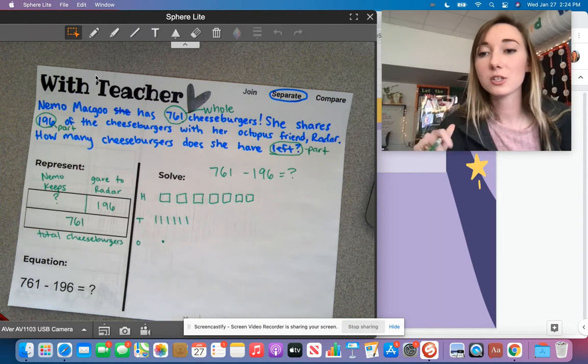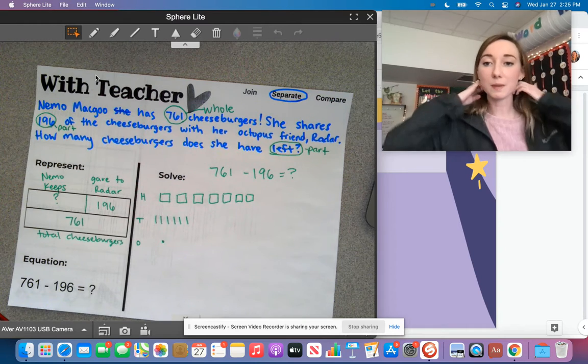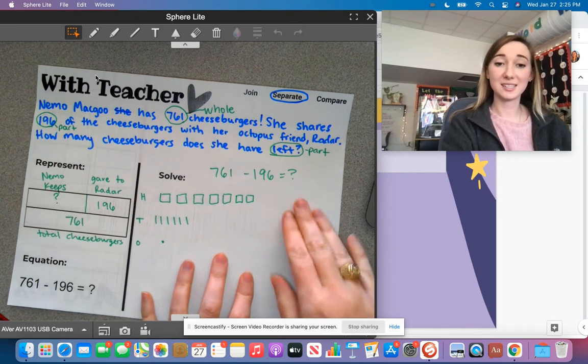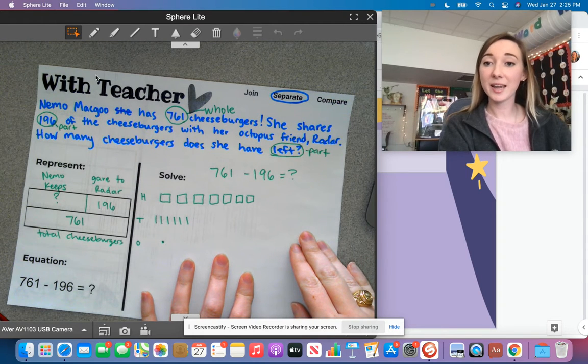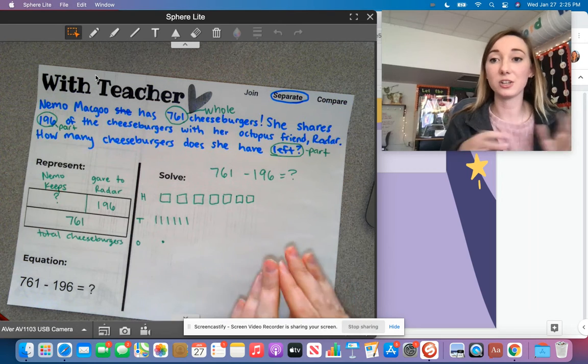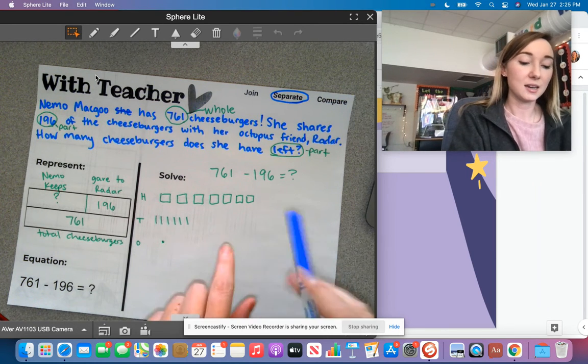So I know Miss Swinton shows it a little bit differently. I'm going to show you the way I do it, and you can choose which method works for you. I don't like to draw 196 with base 10 because I feel like that might trick me into adding. I might get confused when I see all of them and start just adding them all up. So I am just going to start taking this much away.